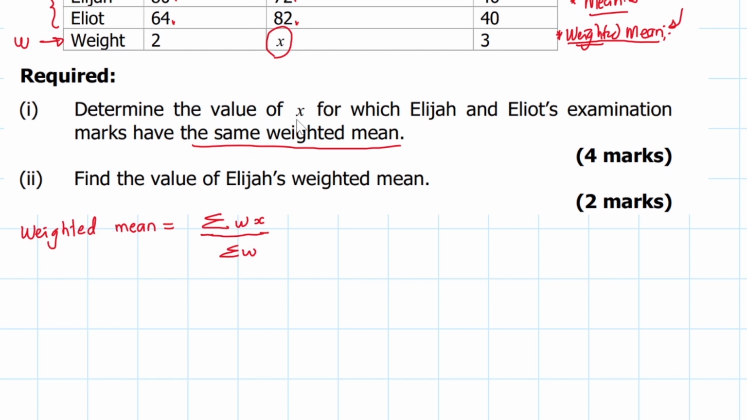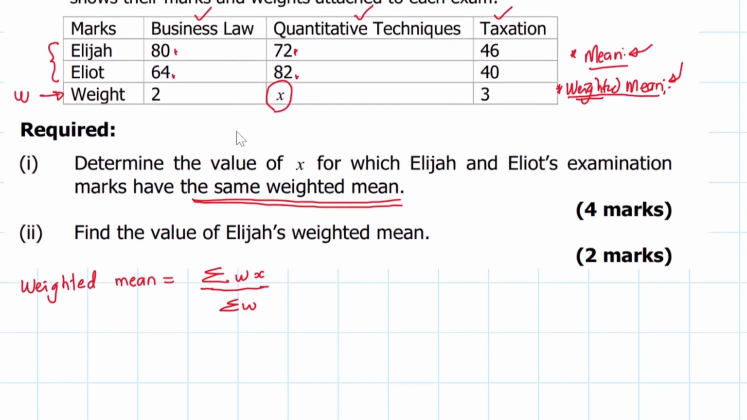So they are telling us to determine the value of x for which Elijah and Elliot's examination marks have the same weighted mean. So they want the value of x for which the weighted mean for Elijah and for Elliot are the same. The overall picture here is that we're going to get Elijah's weighted mean, then we are going to get Elliot's weighted mean. Because they are the same, we are going to equate them, and when we are equating them, we shall get the value of x. As simple as that.